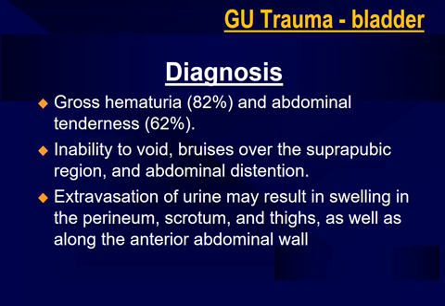Again, inability to void, the presence of any bruise on the suprapubic region is a great suspicion for bladder trauma. And lastly, extravasation of urine may result in swelling in the perineum, in the scrotum, in the thigh. If we have any kind of extravasation in this area, as well as in the anterior lower part of the anterior abdominal wall, we are facing a case most probably of a bladder trauma.